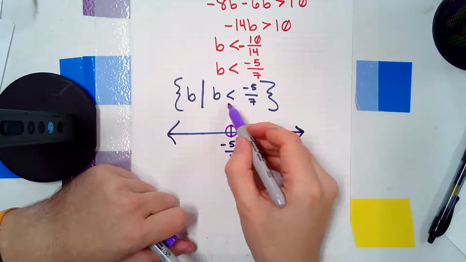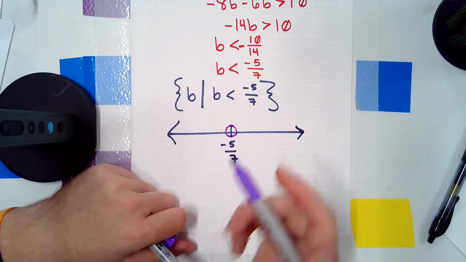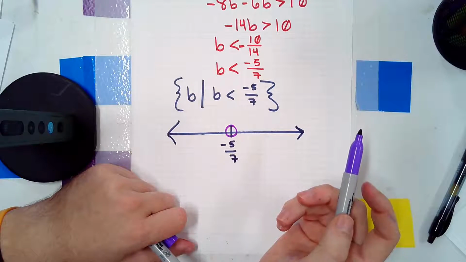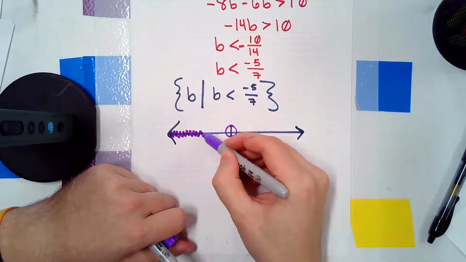If it had a line under there, then I'd color that in, because the color is where it is, right? Now, where is B? It's less than negative 5/7. Where is less than? To the left. So I would color in the left side, because again, the color is where B can be.